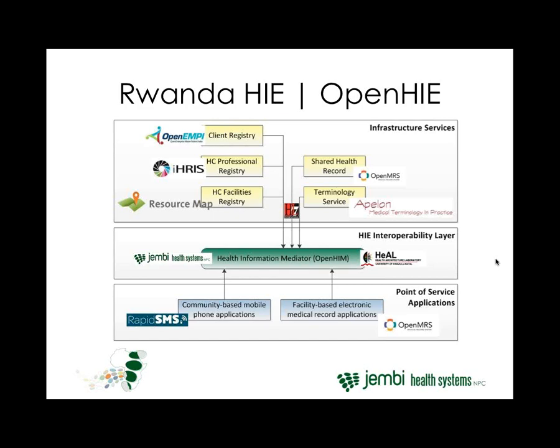How many applications are currently connected to the Rwandan OpenHIM? So these are not points of care, these are applications. The HIM at this stage has 5 infrastructure applications connected to it: the client registry, provider, facility, shared health record, and terminology service. That's from the infrastructure level. We then have a RapidSMS server connecting to it, so that puts us at 6. And at this stage, we also have 2 health centers connecting to it as and when they require.